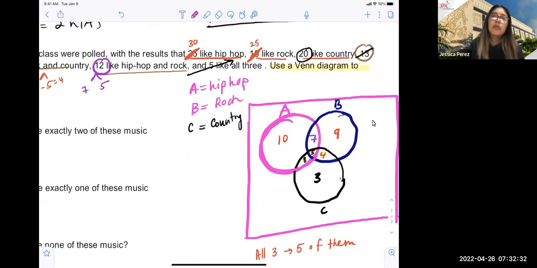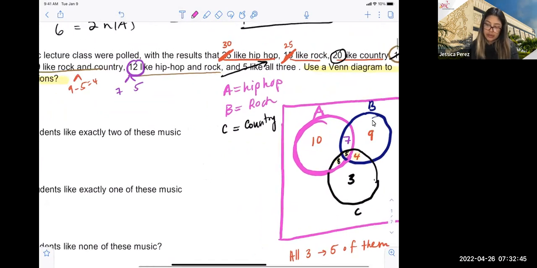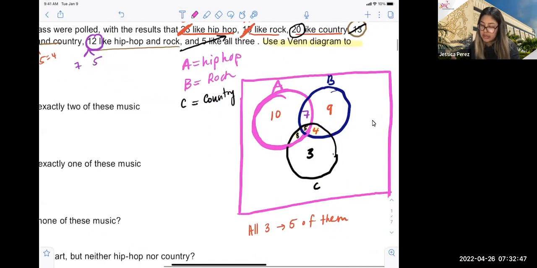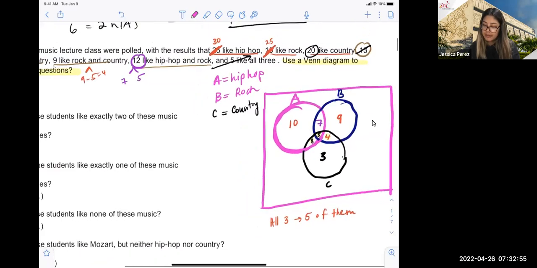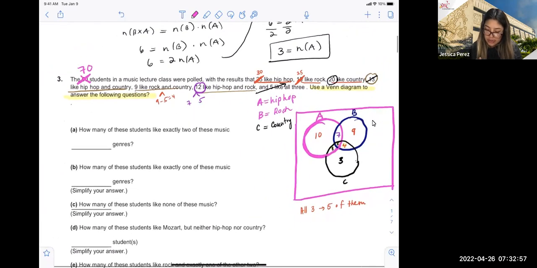12 like hip hop and rock. Hip hop and rock is the pink and the blue in the middle. 7 plus 5, that's 12. And then again, 9 like rock and country. So that means the blue and the black makes 9, and so on and so forth. Okay? Now that you have that, we can answer the questions.